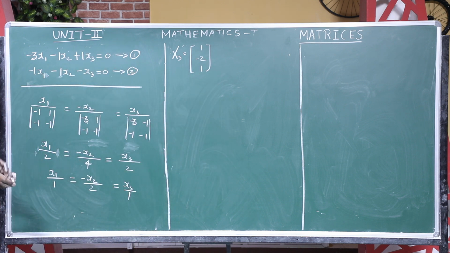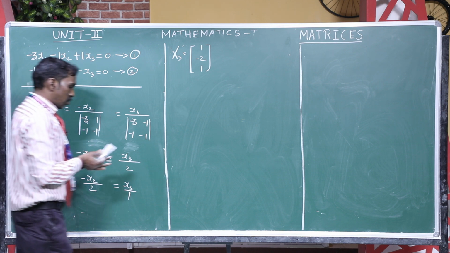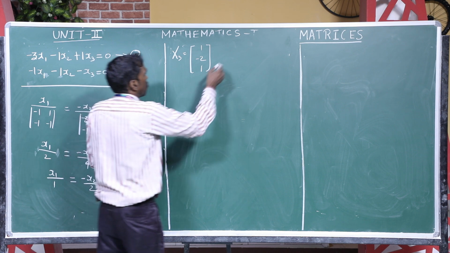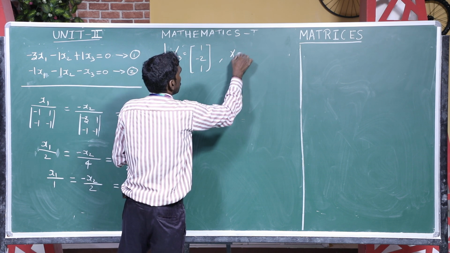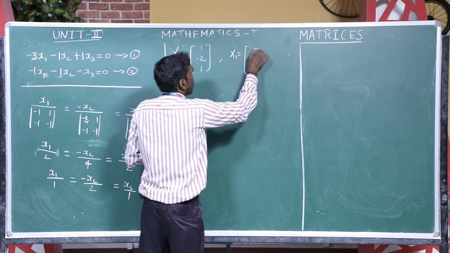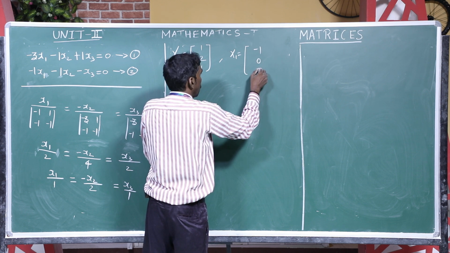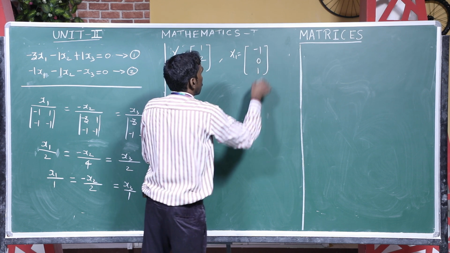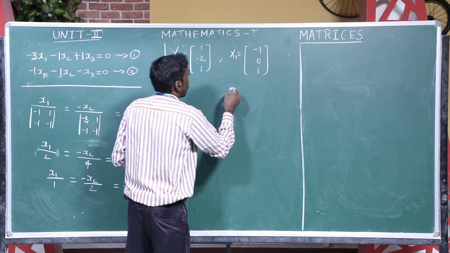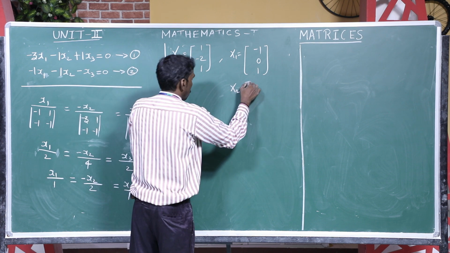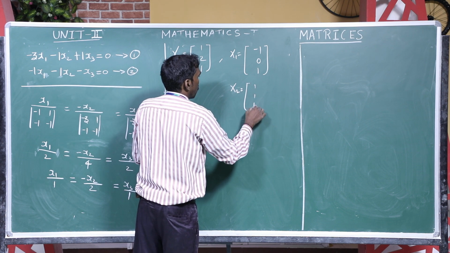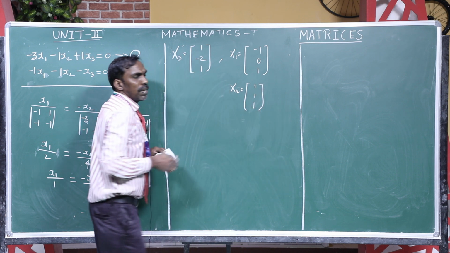You know very well, we have to find the x1 vector, x2 vector, x3 vector. So this is our x2 vector. What do we find for the x1 vector? So our x1 vector will be minus 1, 0, 1. Then what about our x3 vector? So the x3 vector will be 1, 1, 1. So we got the 3 vectors.